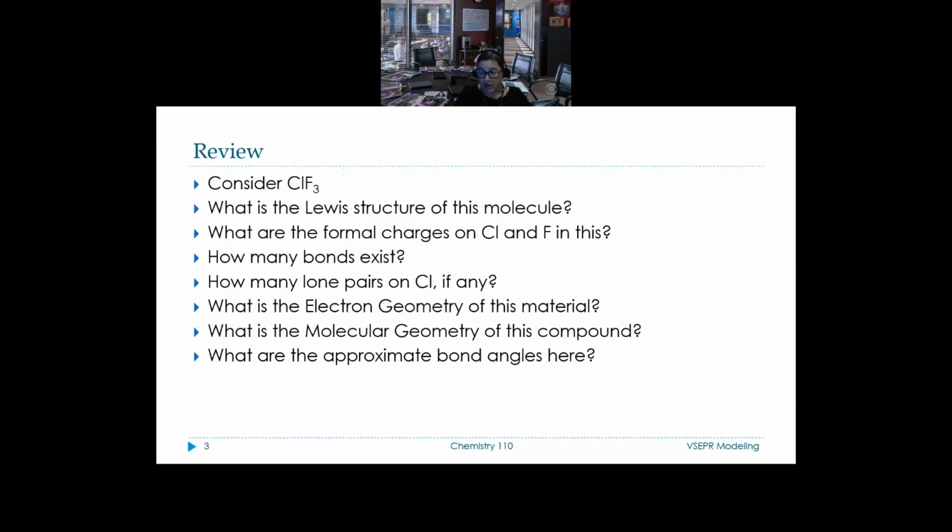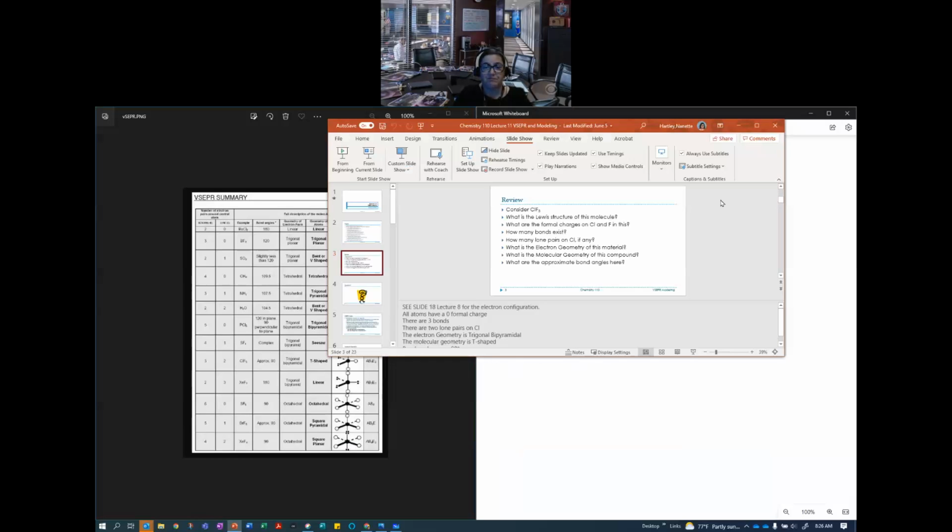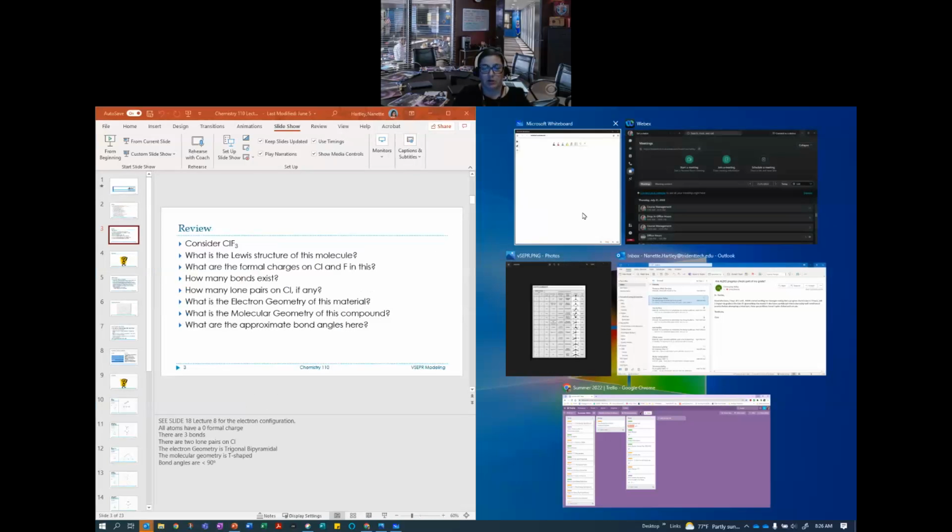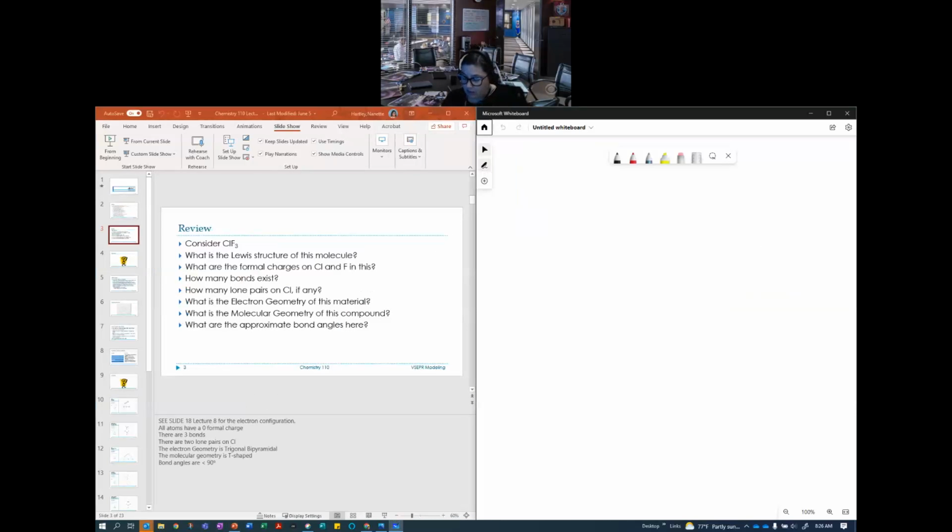So in order to do that, let's do a review. We're going to consider ClF3. We want to talk about the Lewis structure of that molecule, what the formal charges are, and so on. So I'm going to go ahead and move this over here. I'm going to show you my whiteboard. And I'm going to say, okay, we want to draw ClF3.